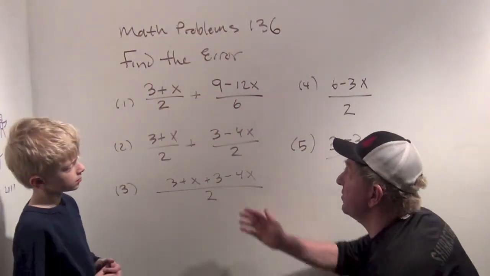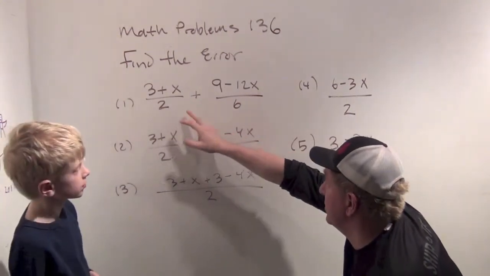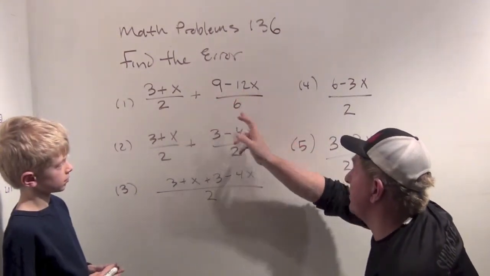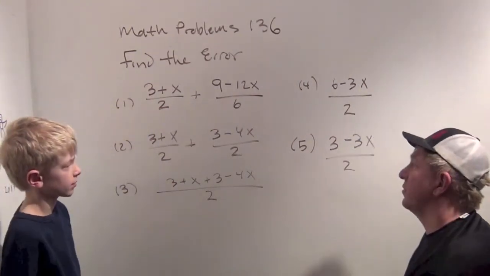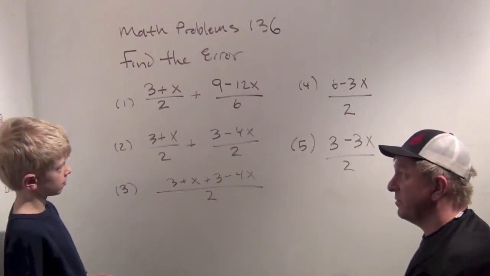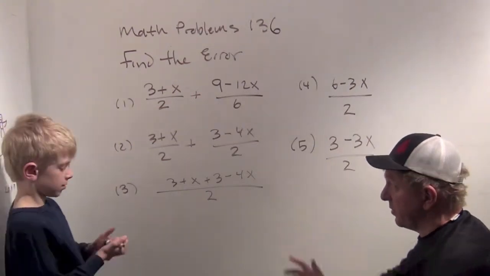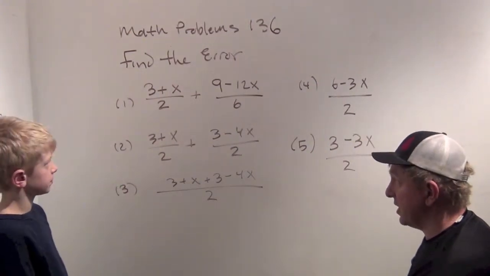So we're going to simplify an algebraic expression. This expression is 3 plus x over 2 plus 9 minus 12x over 6. Somewhere, and I'm not going to say where, I made a mistake when I was writing this on the board. I want you to see if you can find it. Go through it one step at a time and explain each step if you can.